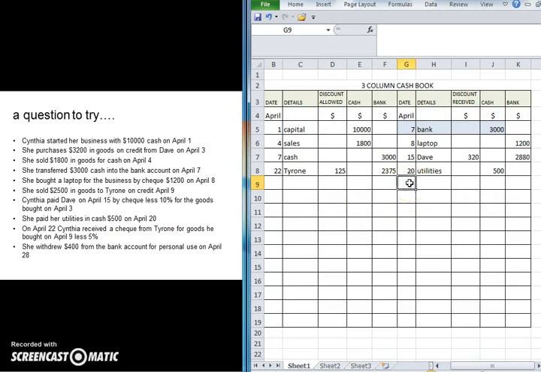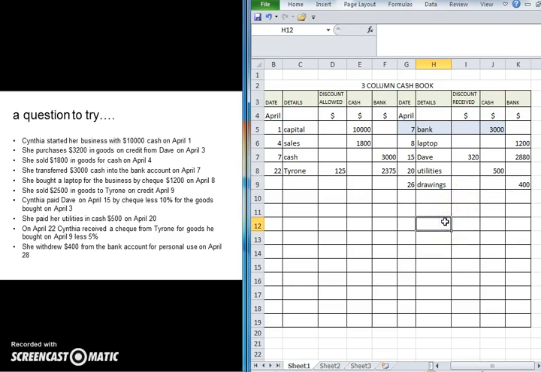So on the 26th, now you don't put the name of the owner in the book, so you write down what they did. She's doing what's called drawings, right? She's taking the money for herself. And she's taking it from the bank account. So there we have it. All of the transactions are posted.